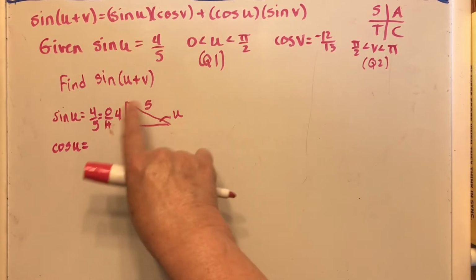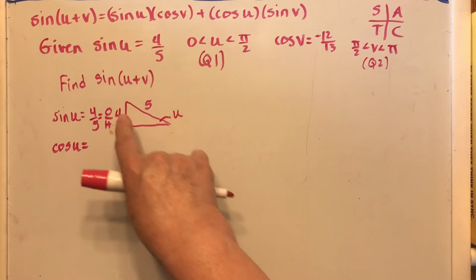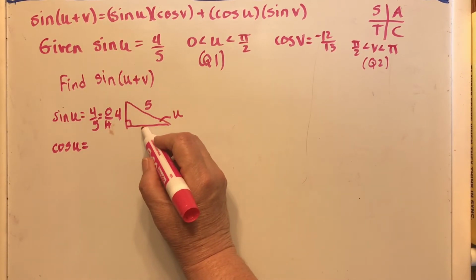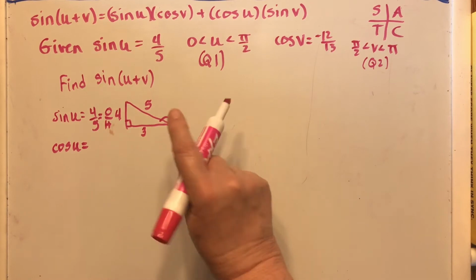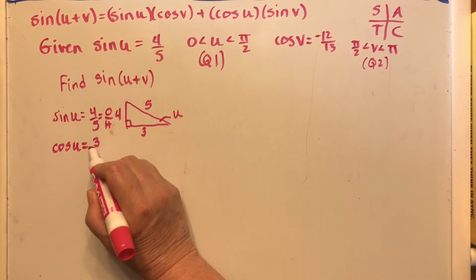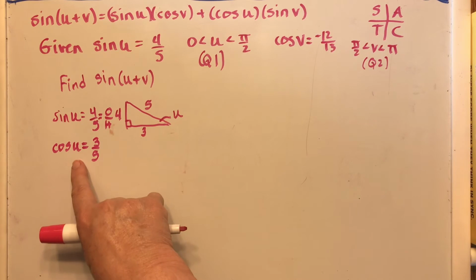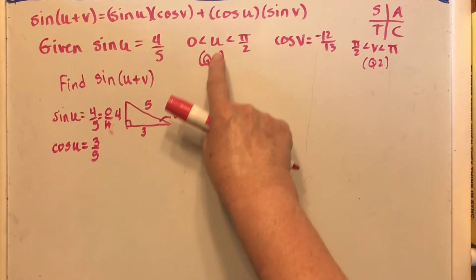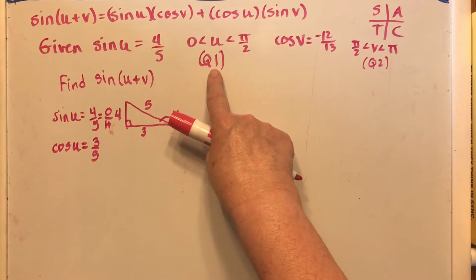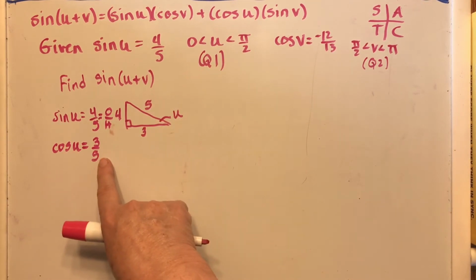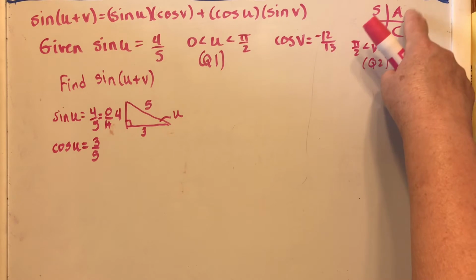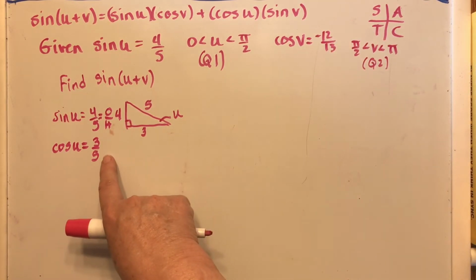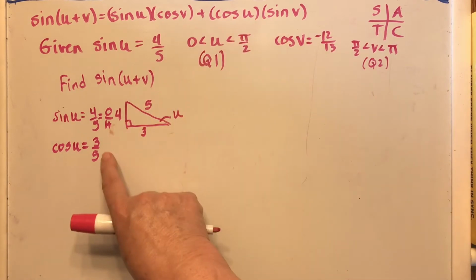And if you don't remember your Pythagorean triples, then you can use the Pythagorean theorem to figure out this missing side, but you're going to find out that this missing side is 3. So the cosine of u is going to be 3 over 5. But now we need to pay attention to this given information about our quadrants. Angle u is in quadrant 1, so the cosine will be a positive answer. All of our trig functions are positive in quadrant 1. So cosine u is 3/5, and we're going to need that for our formula.